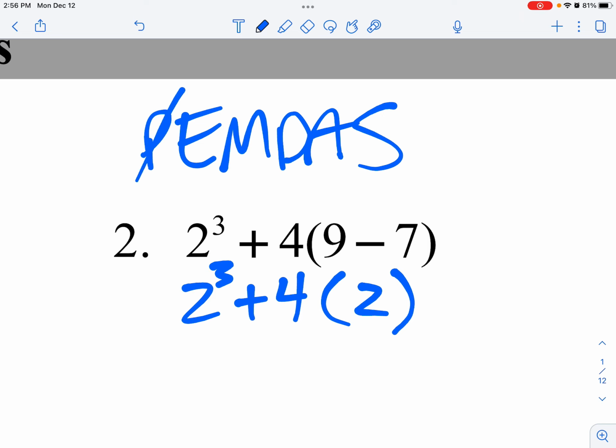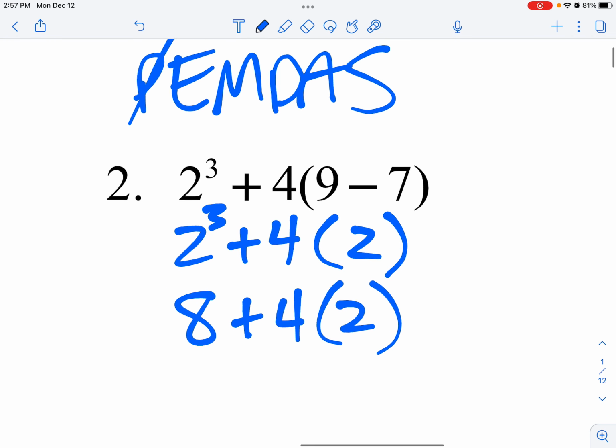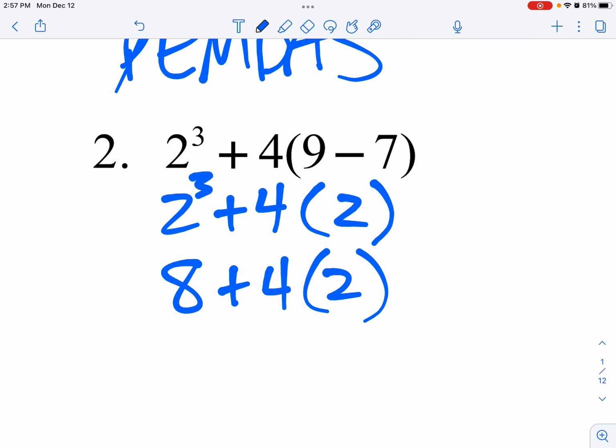P is done. Now let's look for exponents. The E stands for exponent. So here's an exponent, 2 to the third. 2 times 2 times 2 is 8. Please use your calculator and don't estimate or guess or think it's 2 times 3. That's not okay. 2 times 2 times 2 is 8.